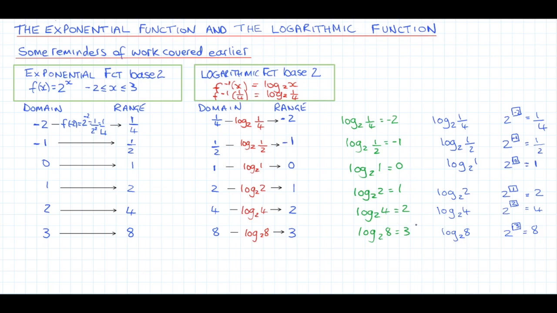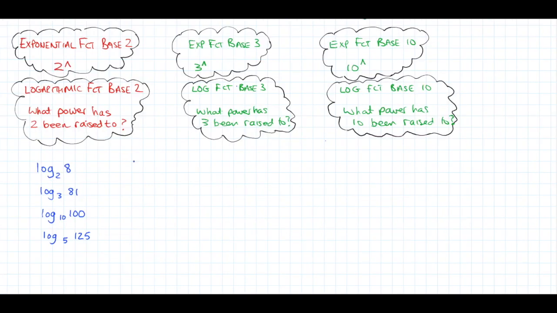Okay, so that's all we have there. Okay, so look at what we have. Exponential function base 2 is 2 raised to a power. The logarithmic function base 2, the inverse, is what power has 2 been raised to achieve your answer. If we had exponential function base 3, then the exponential function is 3 raised to a power. Logarithmic function base 3 is what power has 3 been raised to achieve your answer. The exponential function base 10 is 10 raised to a power. The logarithmic function base 10 is what power has 10 been raised to get your answer.